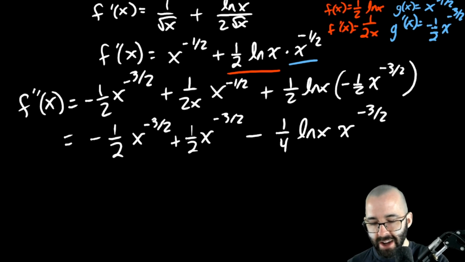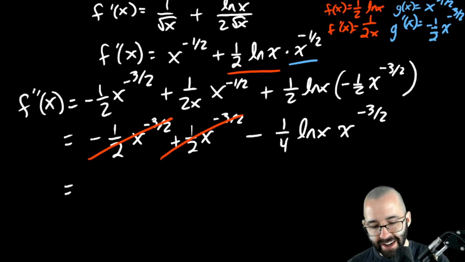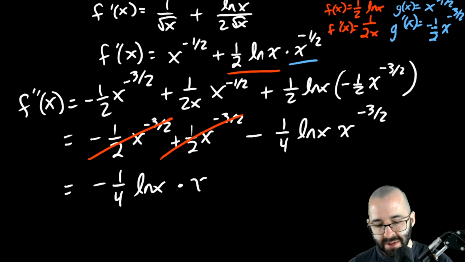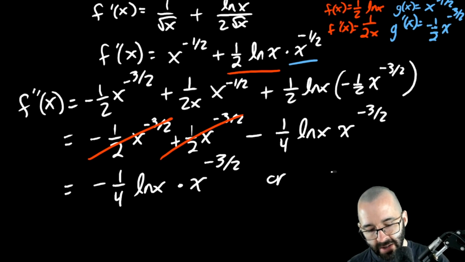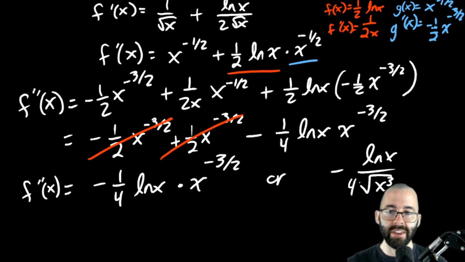Why am I getting so excited? Because we're subtracting something and we're adding the exact same thing, and our second derivative is actually kind of nice. Negative 1/4 ln x times x to the negative 3/2. Or again, if you want to write it in this form, negative ln x over x to the 3/2 like this, or the square root of x cubed. All of them are good formulations for that second derivative.